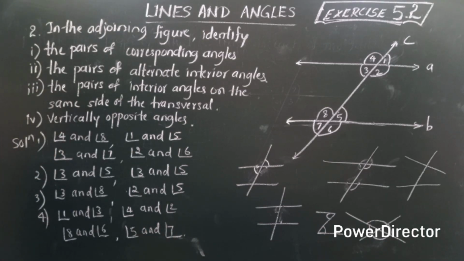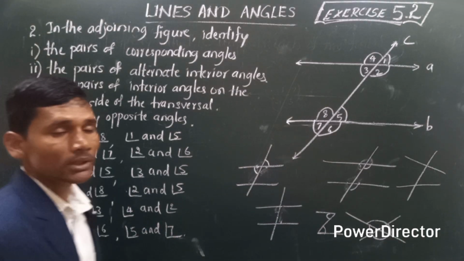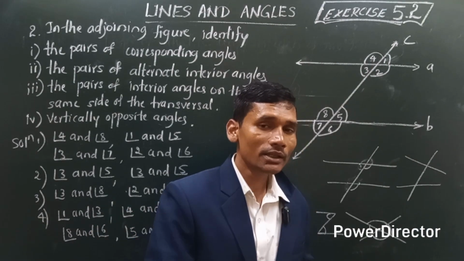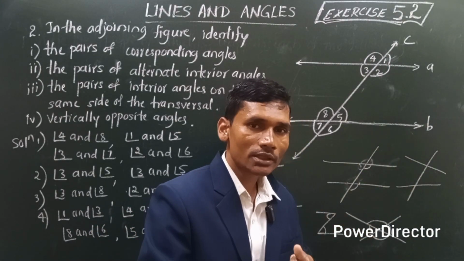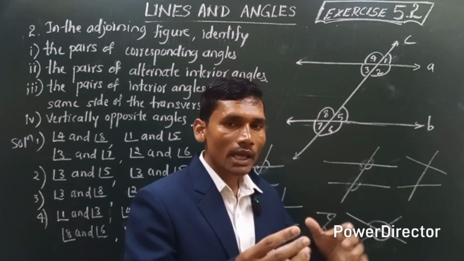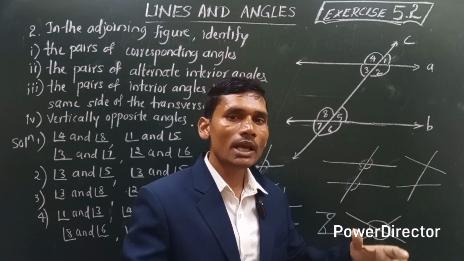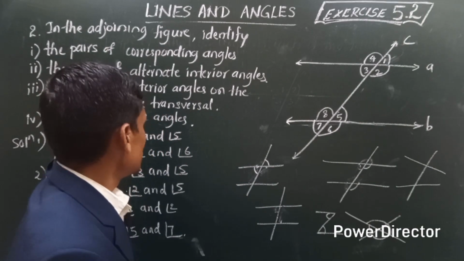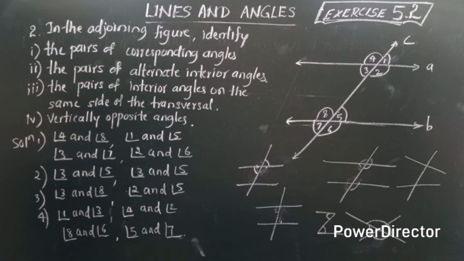These are vertically opposite angles. Vertically opposite angles will always be equal when two lines cut each other. At the point of intersection, the angles formed opposite to each other are called vertically opposite angles. They will always be equal. So this is the property.